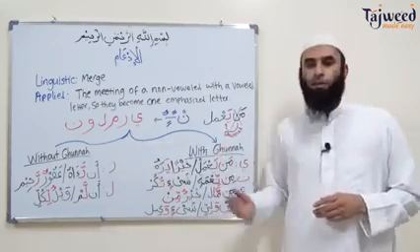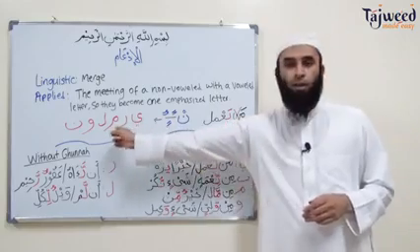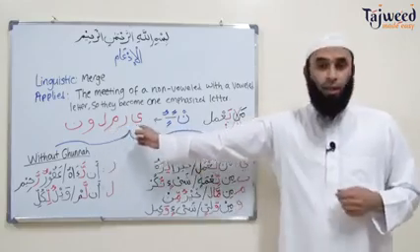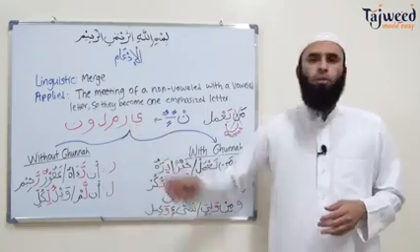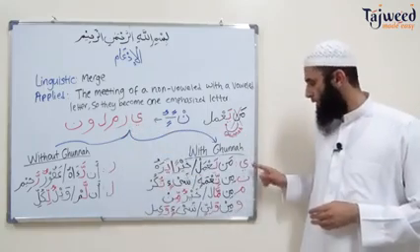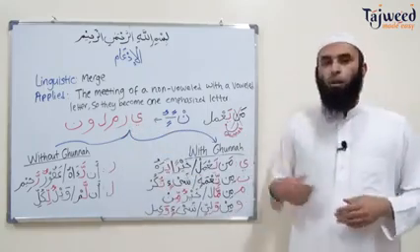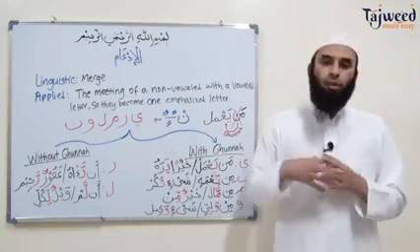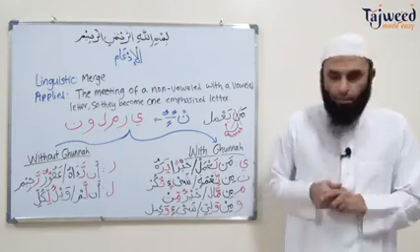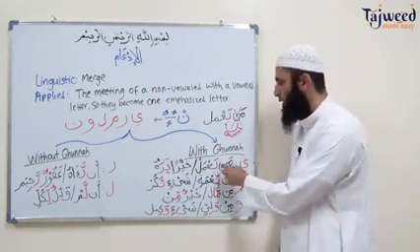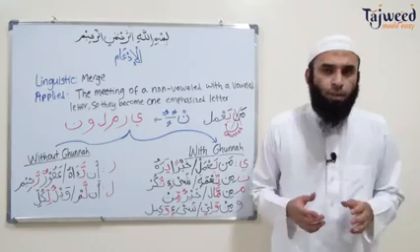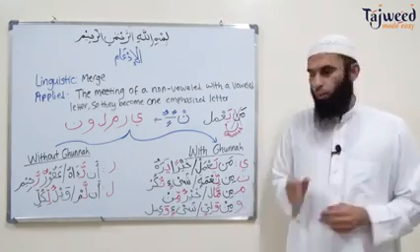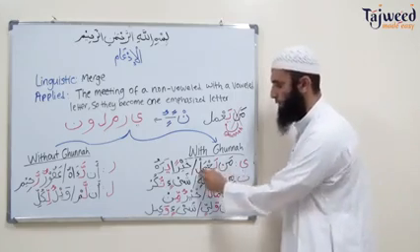Now, we're going to do the first one. From the 6 letters of idgham, which you can remember as yarmalun, there are 4 of them with ghunna: ya, nun, mim, and waw. Whenever nun sakin or tanween is before these letters, we merge it with ghunna. What does this mean? Idgham can only happen in 2 words. The end of the first word would have a nun sakina or a tanween, and the beginning of the next word will start with one of the letters of idgham.